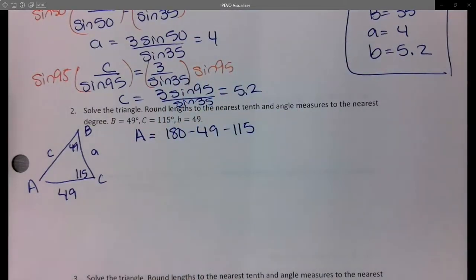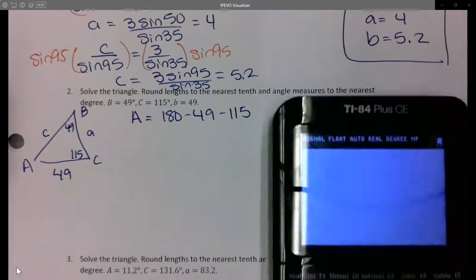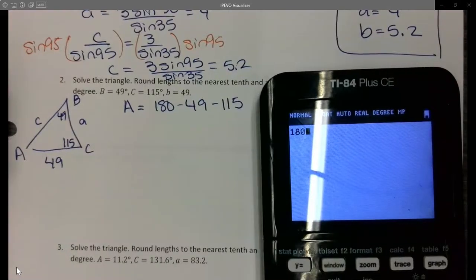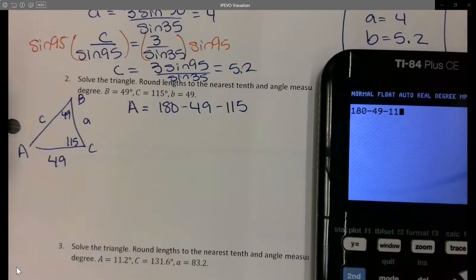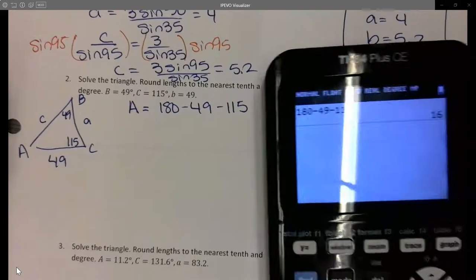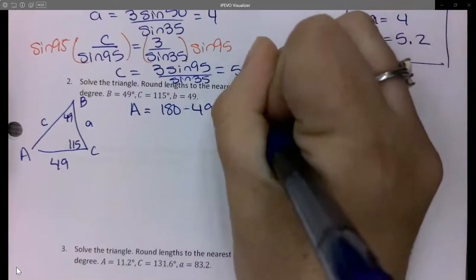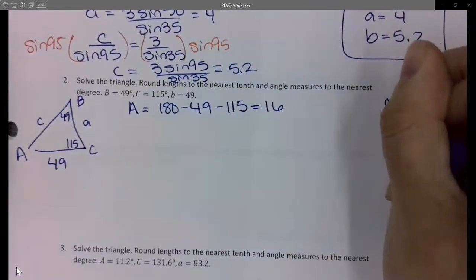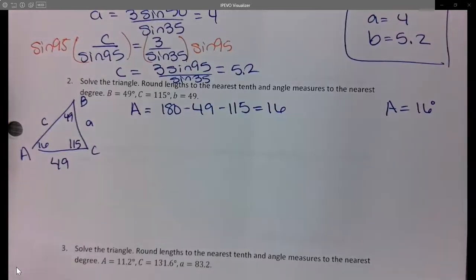So then I type this into my calculator to get my angle. So I have 180 minus 49 minus, that's bad glare, minus 115 gets us 16. So A equals 16 degrees. Now that I know that, I can go ahead and solve for my missing side lengths.